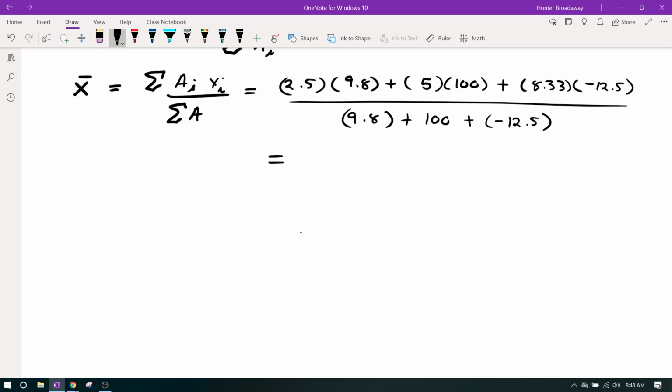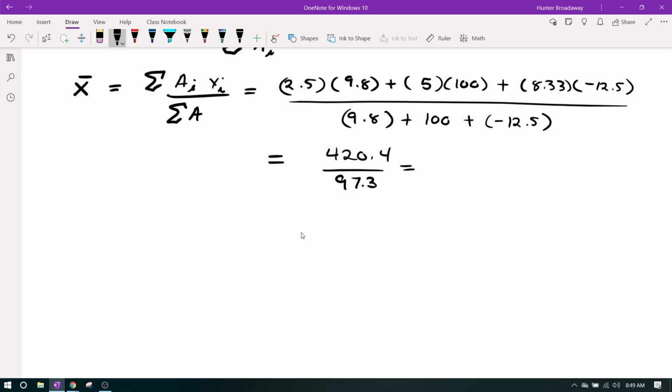So I'm just going to do 2.5 times 9.8 plus 5 times 100 plus 8.33 times negative 12.5. And I get 420.4. So on the top, I've got 420.4. These would technically be units cubed up top because you've got an area times a length dimension. And then on the bottom, that's just going to be 9.8 plus 100 minus 12.5, which is 97.3.